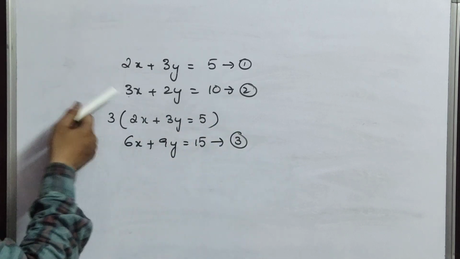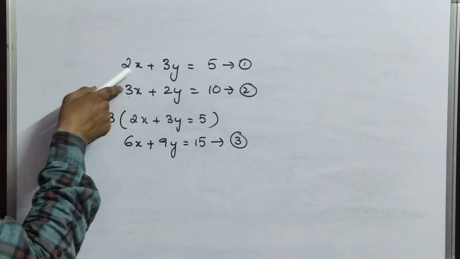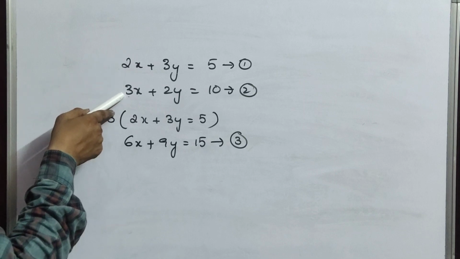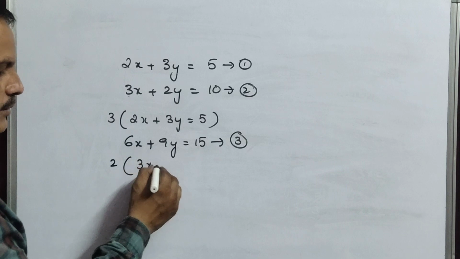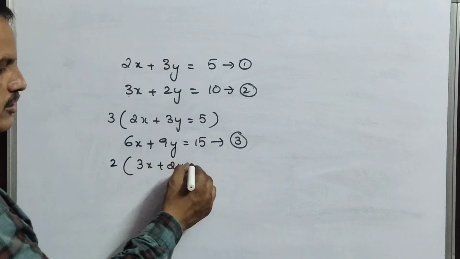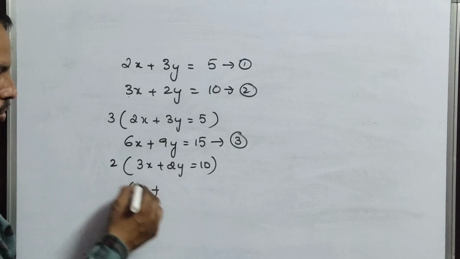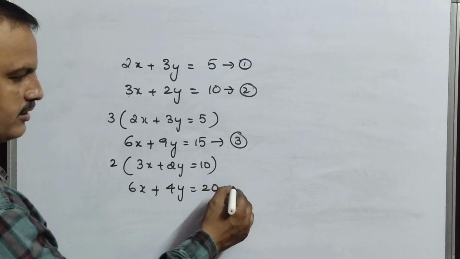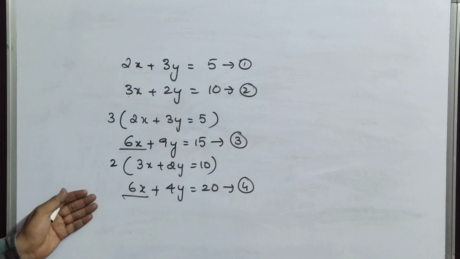Now what about equation 2? Do one thing. What is the x coefficient of equation 1? 2. So multiply equation 2 with 2. So 2 of 3x plus 2y equals 10. 2 3s are 6x. 2 2s are 4y. 2 10s are 20. Now equation 4. Now see here, both are equal. Now we can eliminate very easily.